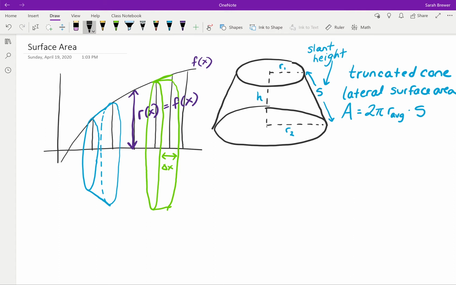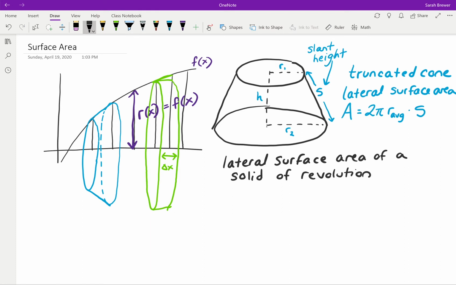So adapting this to the model of adding all of these things up, we can say that our surface area for a solid of revolution, so lateral surface area of a solid of revolution, then is going to be 2 pi times the integral from a to b, right, so whatever that closed interval is, times your radius, which again for us here is just going to be the function value itself, but this is a more general case, and times that slant height.